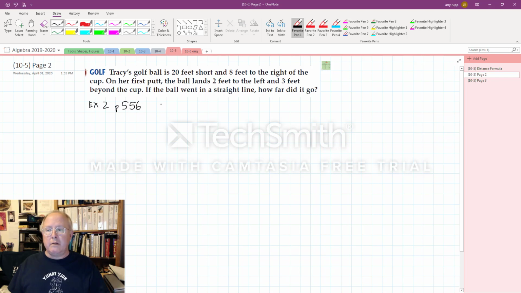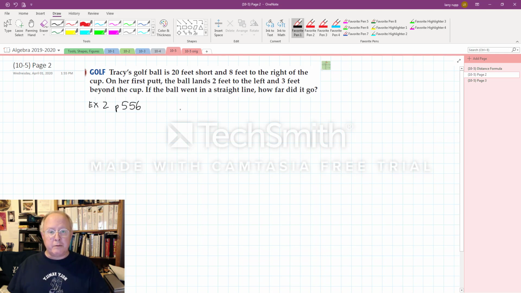Okay. Now, the hard thing about this right here is modeling it. You have to visualize what they're telling you here. So, where is the center of this picture? Is it where her ball first is? Is it where her ball ends up? Or is it the cup? Well, it's the cup, because if you read it, it gives you 20 feet short and 8 feet to the right of the cup. And then in the second sentence, it's 2 feet to the left and 3 feet beyond the cup. So the cup is the center.